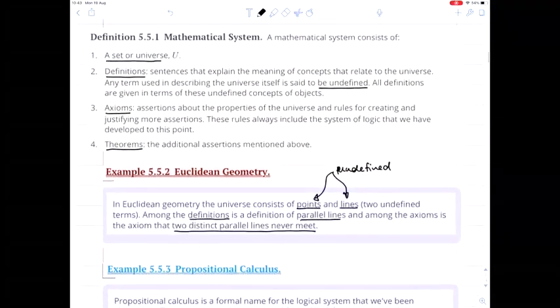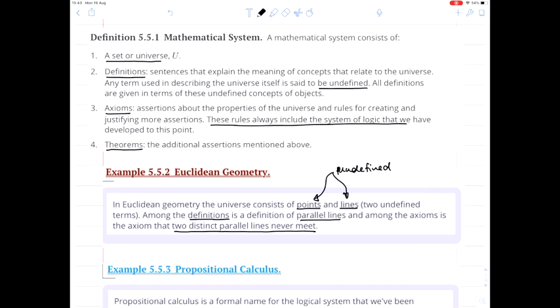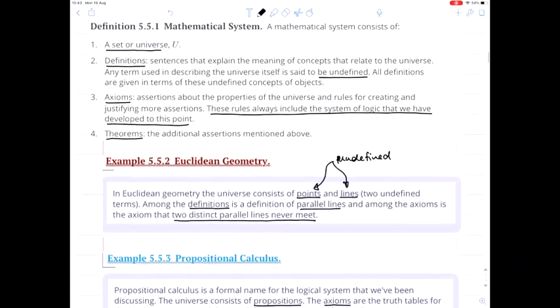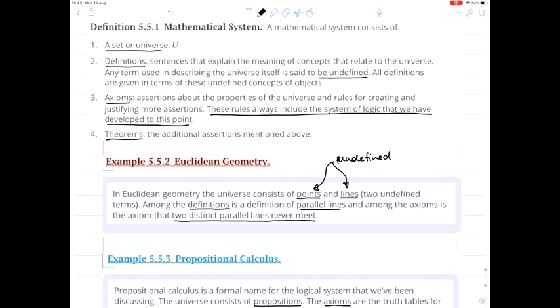So going back to our definition of a universe, the axioms of any mathematical system always include this system of propositional logic that we've already developed, because you can't really do maths without it. So that's the idea of a mathematical system, and should give you some understanding of why we decided to include logic in this course, because you need it for pretty much anything else that you do.